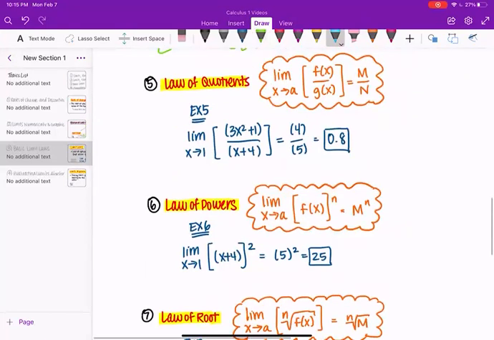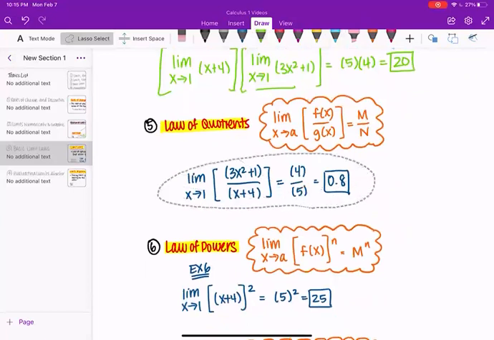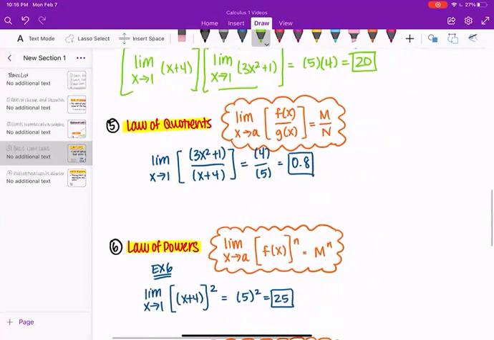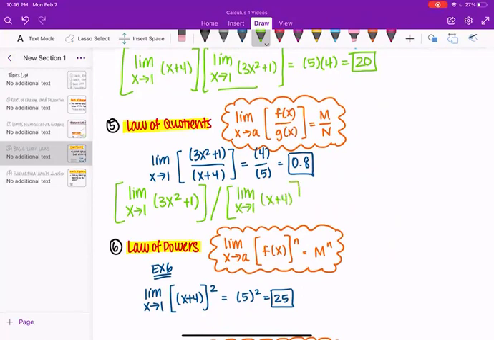Moving into the fifth law, the law of quotients, basically just like addition and subtraction were related to one another, we can expect that multiplication and division will be related to each other. So if I do the limit as x approaches 1 of 3x squared plus 1, and I divide it by the limit as x approaches 1 of x plus 4, I should get the same thing as if I took the limit of that quotient itself.